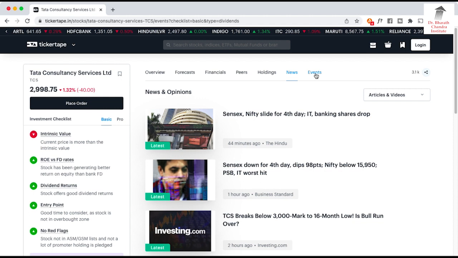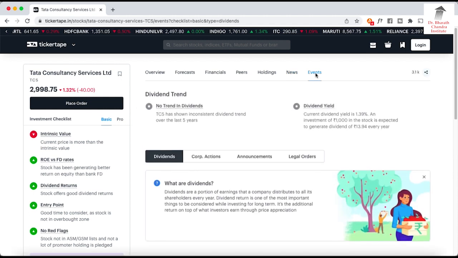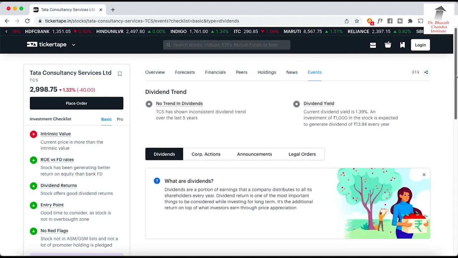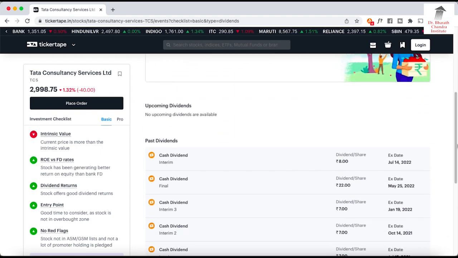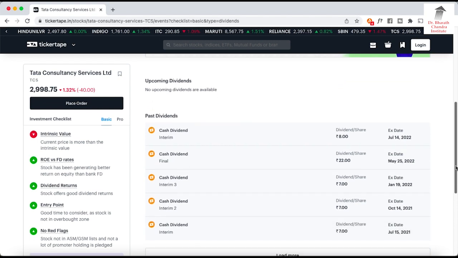Similarly, events: it gives the details about the quarterly results, dividends, and bonus issues if there are any. All this will be updated here. You can see here what dividends were given last year, how much dividend was given this year, everything is mentioned here. So these are the three websites I use very regularly to do a lot of study, to do a lot of research, and to understand new things about the stock market.